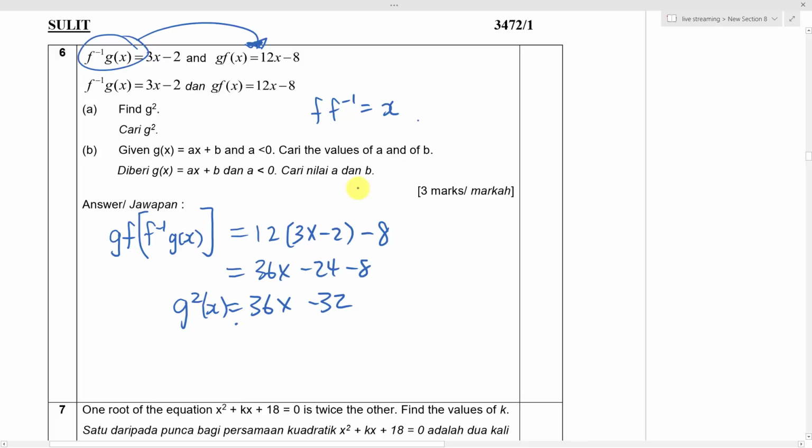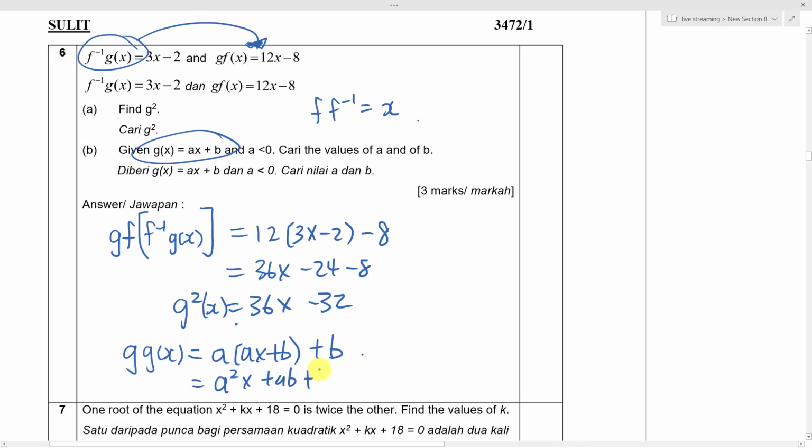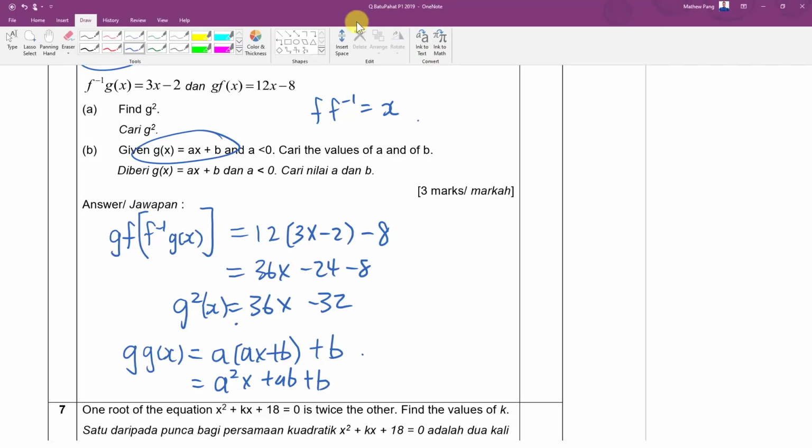Alright, and then the second one, they ask me to find a and b. They give me g(x). So if I use this g(x) to find my g²(x), what I'm doing here is I substitute g(x) into g(x). That means I have a(ax plus b) plus b. So this one basically will give me a²x plus ab plus b. And then I will do some comparing here, because both are also g², right?